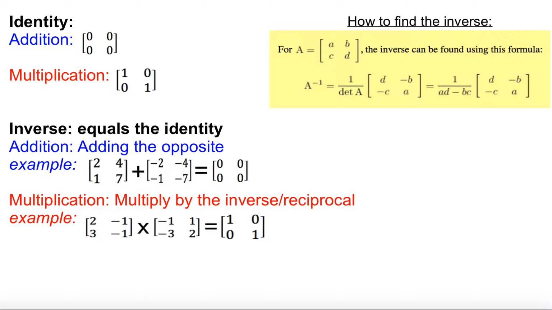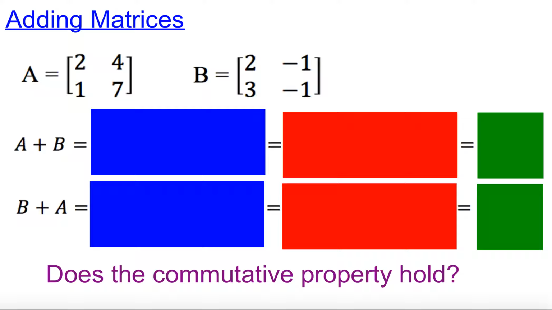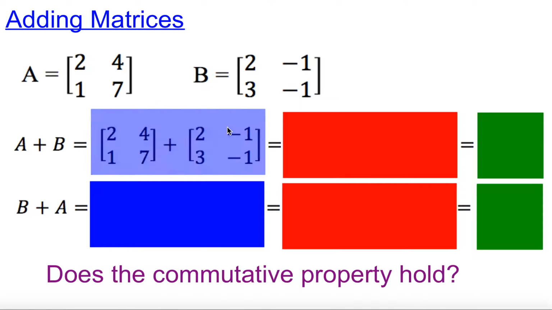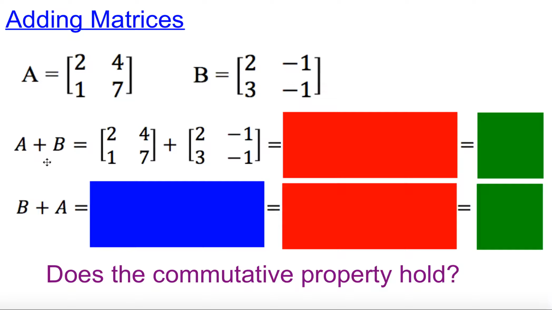So now what we're going to do is try two separate problems. We're going to do adding, and then after we finish that, we'll try multiplication. So when we're adding matrices here, I have this matrix 2, 1, 4, 7, and that's A. And then B is 2, 3, and negative 1, negative 1. So first we're going to add A and B. So I'm going to add 2, 1, 4, 7, and 2, 3, negative 1, negative 1.